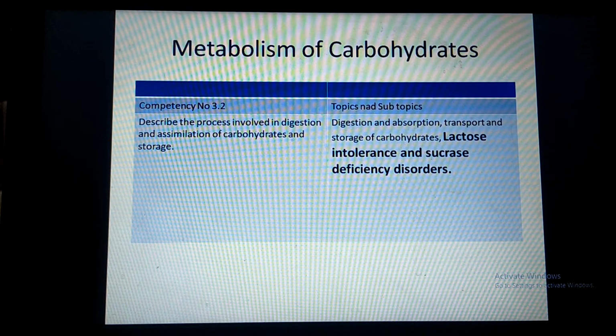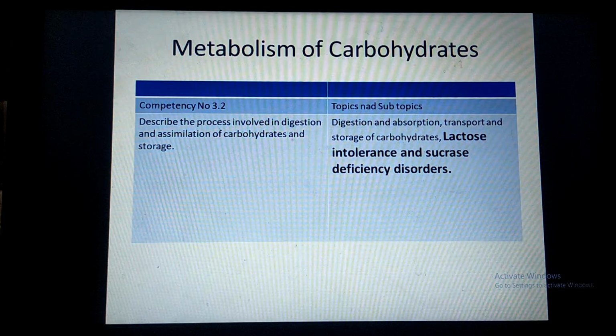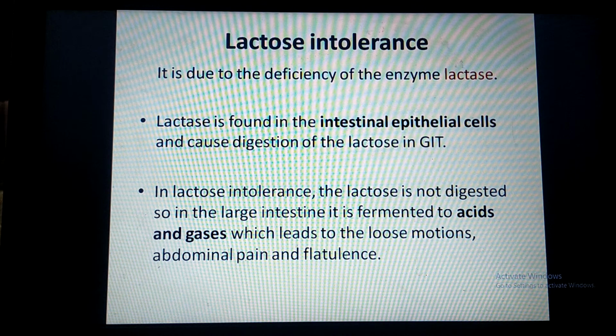Now we will continue with lactose intolerance and sucrase deficiency disorders. First, about lactose intolerance. It is due to deficiency of the enzyme lactase. This lactase is found only in the intestinal epithelial cells. In lactose intolerance, due to deficiency of this enzyme, lactose is not digested in the small intestine.